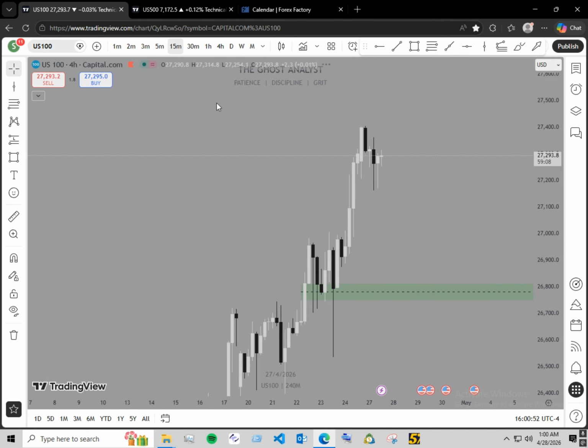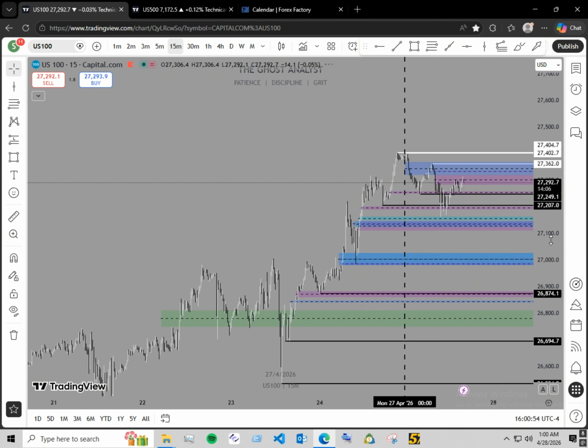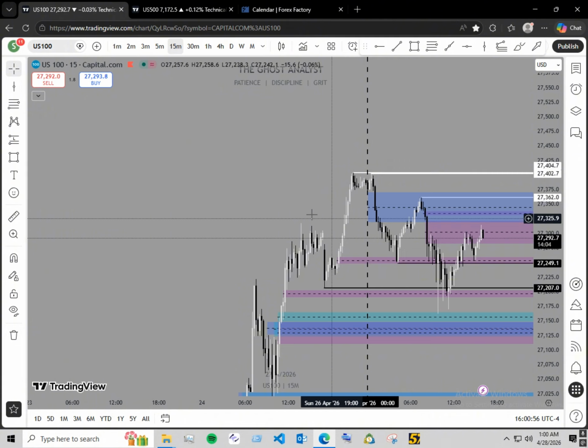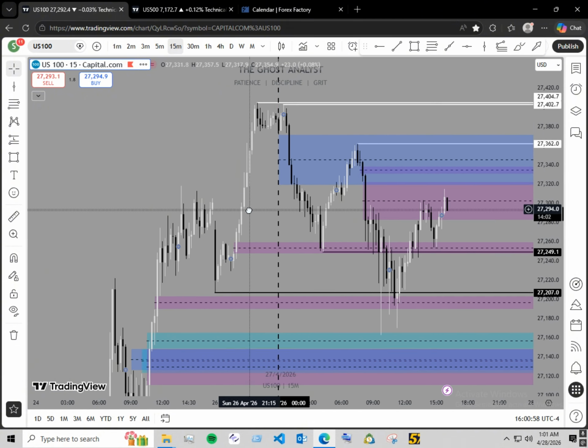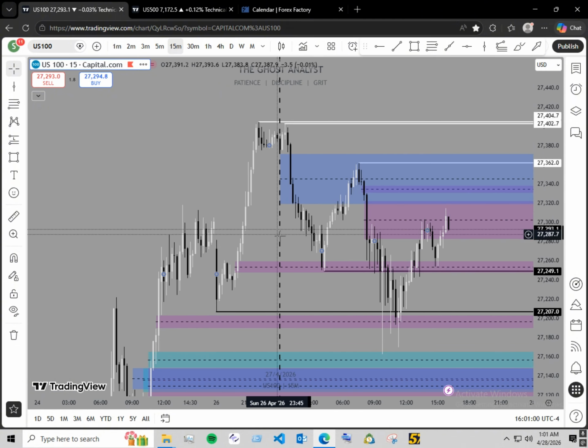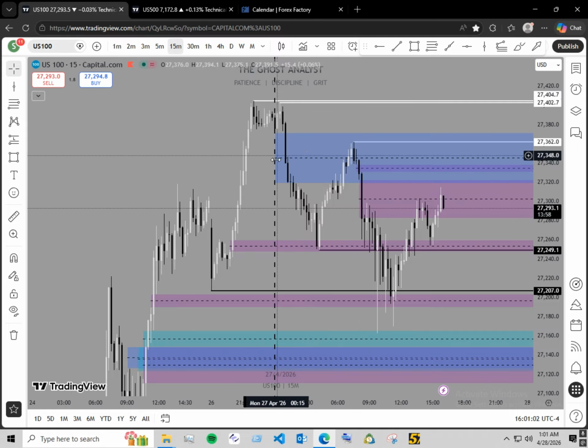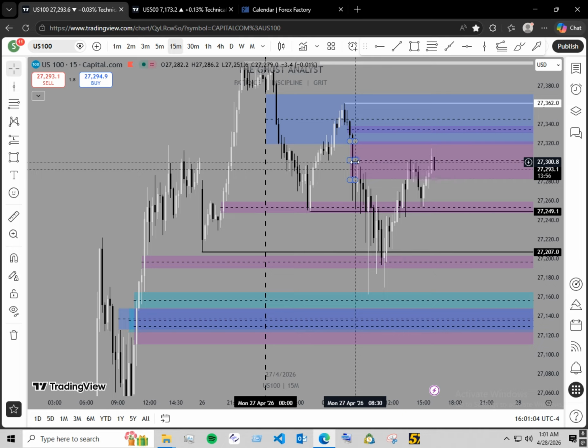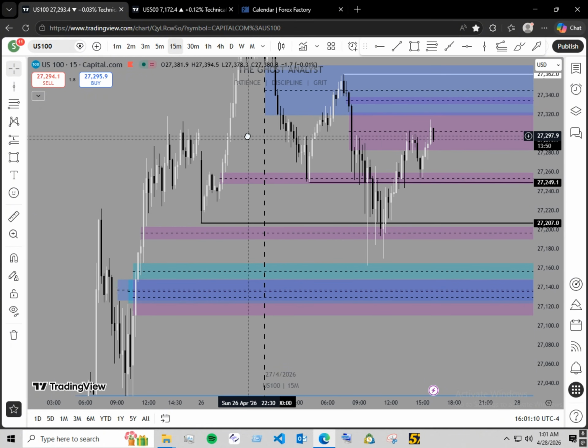So going into the lower time frames, 15 minutes for a better structure, let me show you. So we had our all-time highs at the top. We have this intermediate high in this 1 hour gap. Then we have these purple gaps. These purple gaps are 15-minute gaps and these blue gaps are 1 hour gaps.